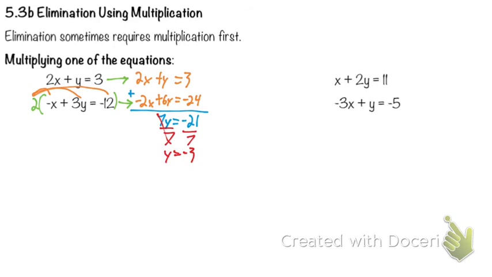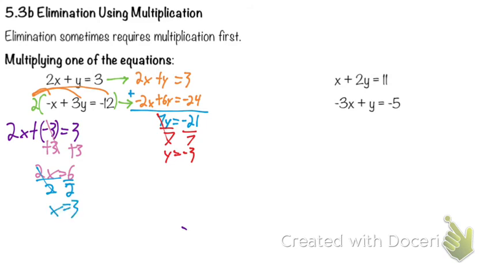Okay, so as we plug this into the top, 2 times x plus negative 3 equals 3. Boom, add 3 to get the variable by itself isolated. 2x equals 6. Now, we divide by 2, and x is what? 3. So we end up with our answer being 3 comma negative 3.